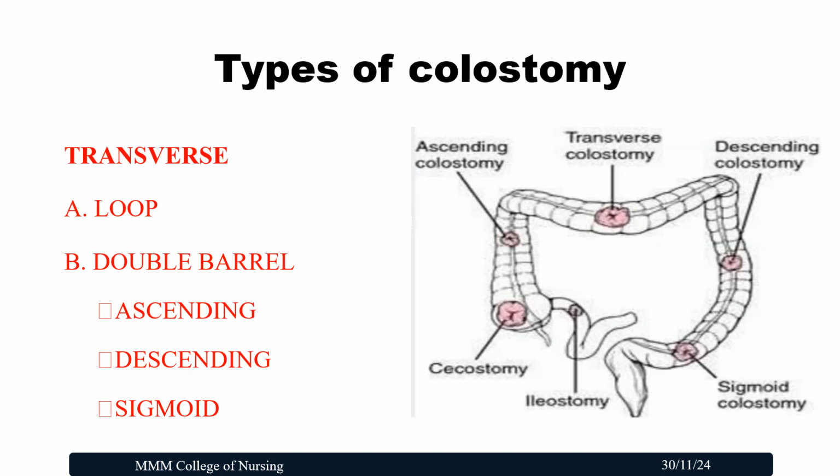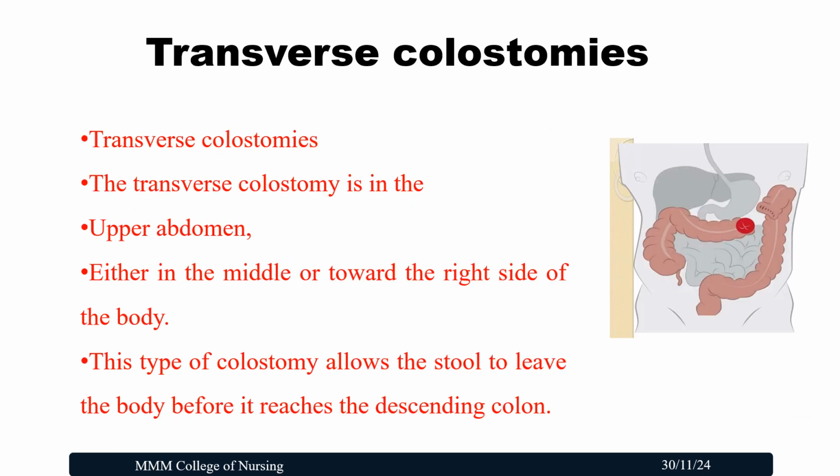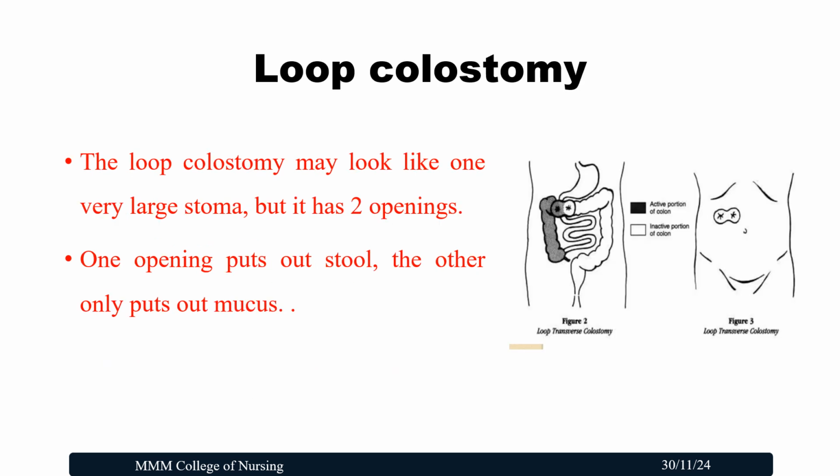Types of colostomy: loop colostomy, double barrel colostomy, ascending colostomy, descending colostomy, and sigmoid colostomy. Transverse colostomy is in the upper abdomen, either in the middle or towards the right side of the body. This type of colostomy allows the stools to leave the body before they reach the descending colon. Loop colostomy: it may look like one very large stoma, but it has two openings. One opening puts out stools, the other only puts out mucus.